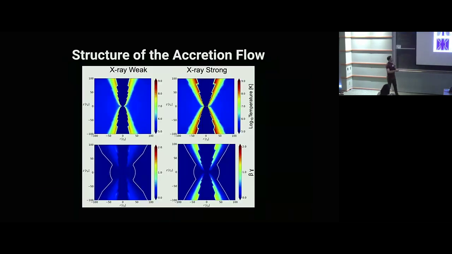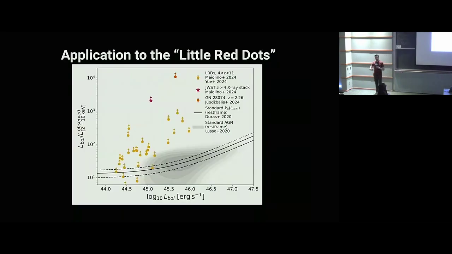The inner structure of the accretion flow shows the physical reasons behind the differences between X-ray weak and X-ray strong cases. In particular, you can see the X-ray strong cases show much hotter temperatures and also a much more relativistic jet.